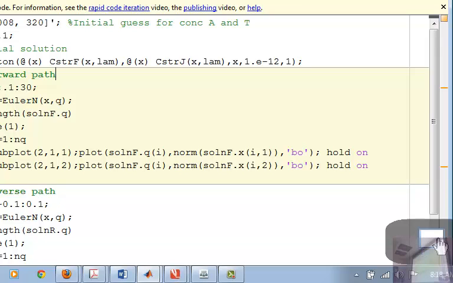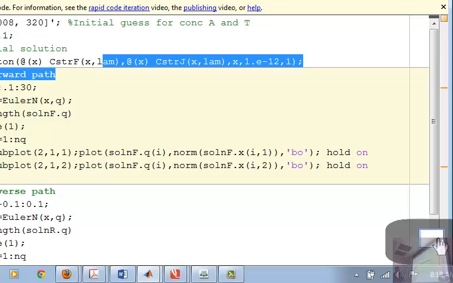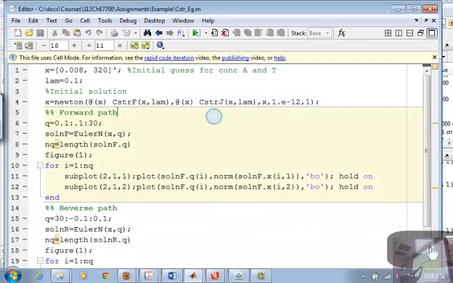CSTR-F will calculate the two functions f1 and f2, taking the initial guess x and taking the parameter value lambda. This is a particular syntax in MATLAB that you should get used to. This is how you pass the name of the function. So the Newton method is a general method. You can use it to solve your own problem.